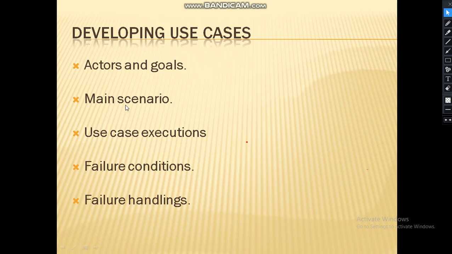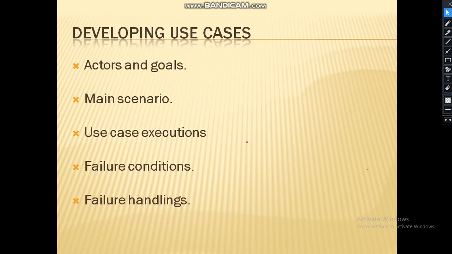So the first one is actors and goals. Identify the actors and their goals, and an agreement between the developers and users represented in the use case. Each and every actor's goal is identified. Which goal is performed by which actor is specified in the actors and goals.